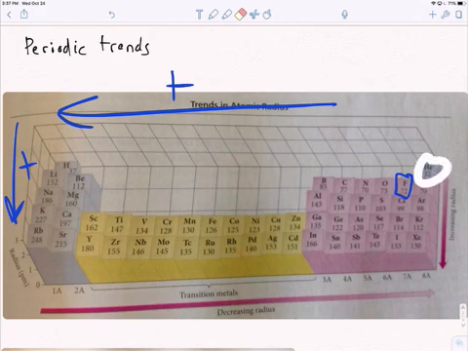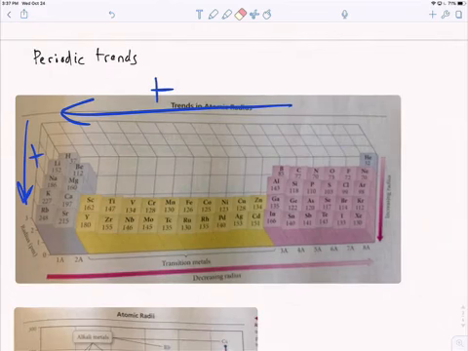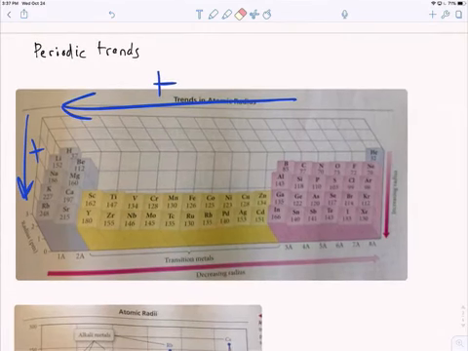Why fluorine? Why not helium or neon? Because helium and neon are already stable. They don't really bond, and so they're not very good at drawing electrons to themselves because they don't care. They're non-bonding. Okay, so let's go back to the size trend.